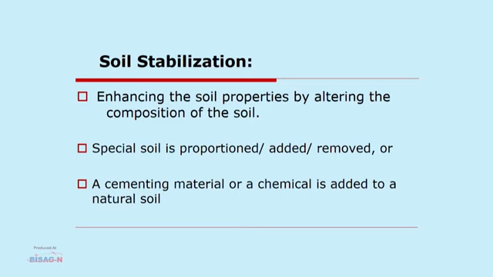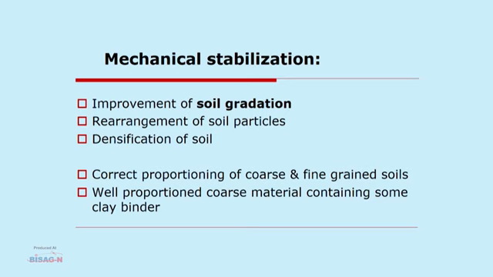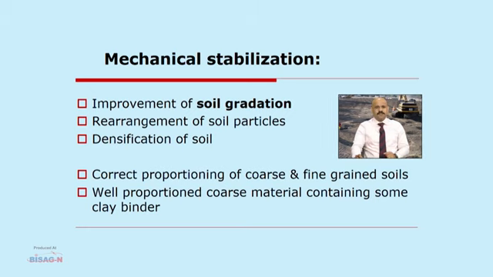Special soil is proportioned, which is added or removed, or a cementing material or a chemical is added to a natural soil. Soil stabilization can be done by three methods: mechanical stabilization, cementing stabilization, chemical stabilization. The first, mechanical stabilization, covers improvement of soil gradation, rearrangement of soil particles, densification of soil, correct proportioning of coarse and fine grained soils, well proportioned coarse material containing some clay binders.